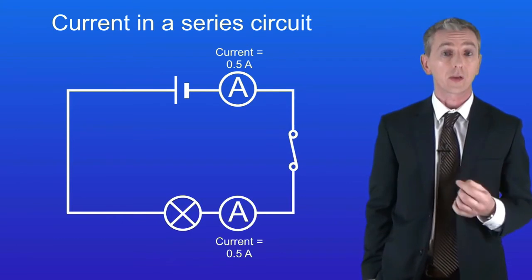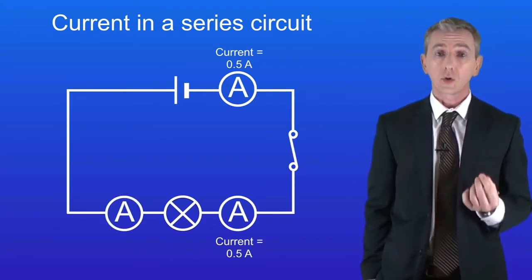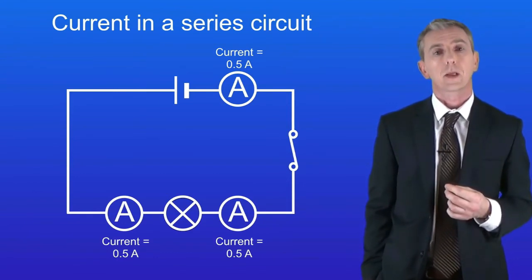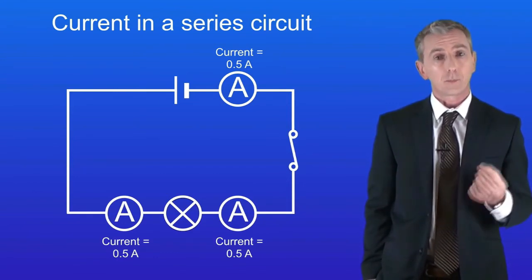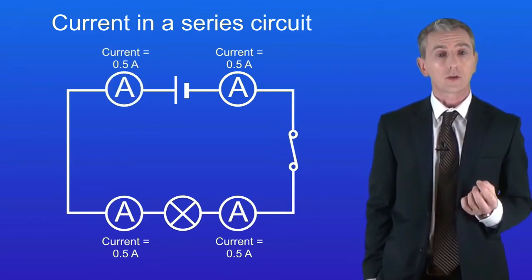Let's look at the current on the other side of the bulb. Well, there's my ammeter, and the current here is also 0.5 amperes. So finally, let's measure the current back towards the cell. So there's my ammeter, and there's the current.